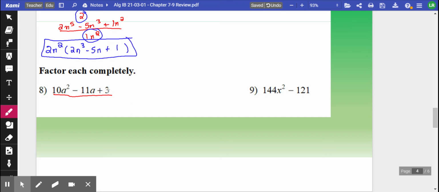So first I check, what can I divide out? 3 is the smallest number. I can't divide by 3, so 1, it's done. Magic numbers. Multiplies to be 30, adds up to be negative 11. Remember, for the top number, you take the A and the C and multiply them together. The bottom number is your B value. Okay?